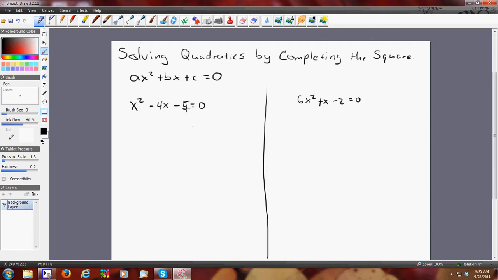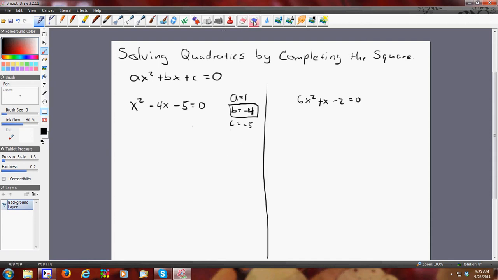The first thing you need to do is make sure that your quadratic is set equal to 0. You could do this one by factoring, but we're going to do this the way I was intending. And then you need to identify your A is 1, your B is -4, and your C is -5. The key one that we're really interested in is B equals -4.